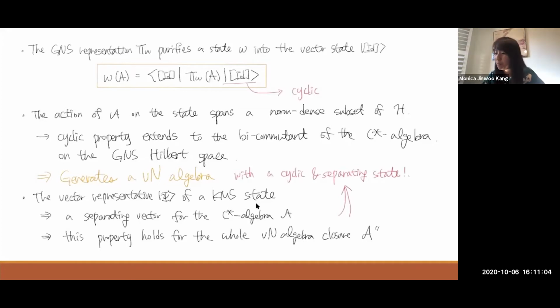And the vector representative of the KMS state that you have is this vacuum. In fact, what I haven't told you so far is that it indeed generates a separating vector for the C-star algebra, thanks to Størmer. And this property indeed holds for the whole von Neumann algebra, the closure of the double commutant. So with no further analysis, when you are given a C-star algebra, we can prove that this gives you a von Neumann algebra with a cyclic and separating state. And this is exactly the ground state you get in the context of quantum field theory or quantum gravity in the semi-classical regime. So that's great. So yes?